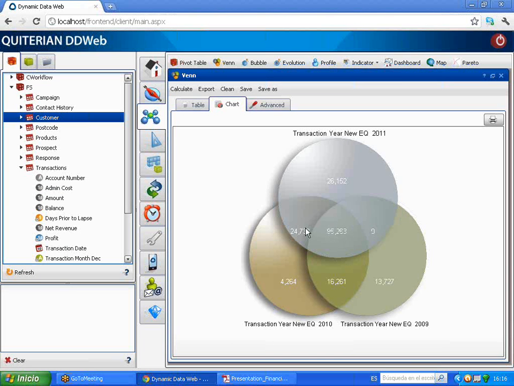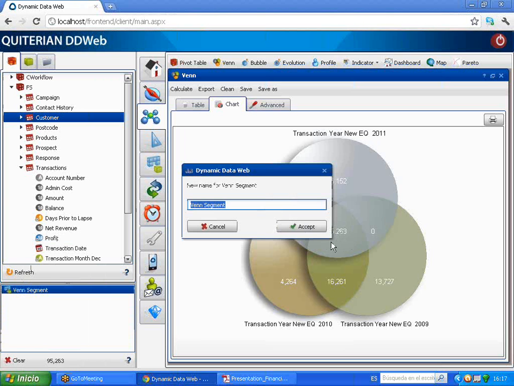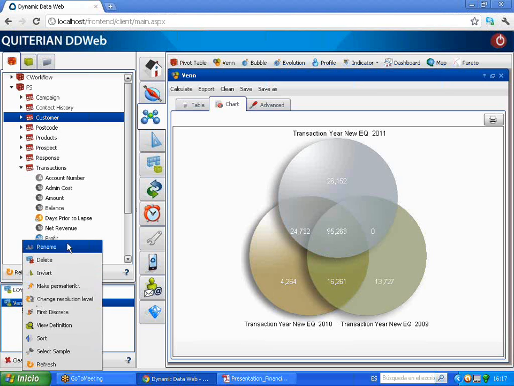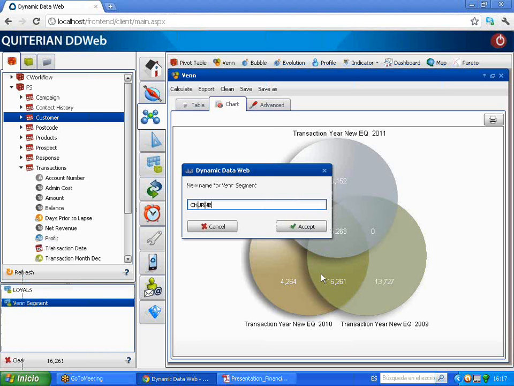Oh, look, this is the people who were with us in 2011, people who were transacting with us in 2010 and 2009. So look, these people were transacting with us the last 3 years. So I'm going to name it the loyals. And this group of people were transacting with us in 2009 and 2010, but not now. I don't know why. So I'm going to select them by clicking, and I'm going to name it the churners.